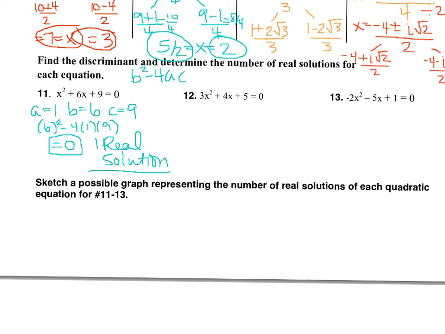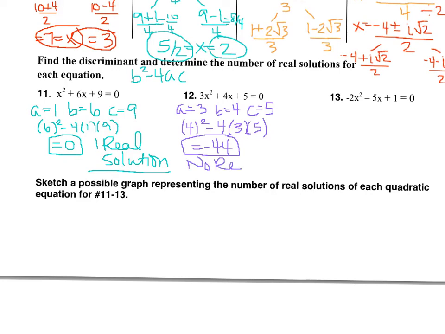Now we move on to number 12. Again, we do have standard form, so we're good to go. We can just jump in and identify our A, our B, and our C, and plug it in. B squared minus 4AC. I'm going to plug that into my calculator, and I get negative 44. So the value of my discriminant is negative 44. When I have a negative discriminant, that tells me I have no real solutions.